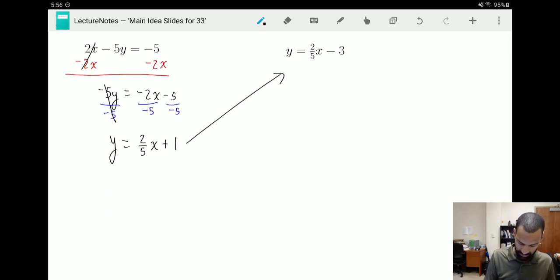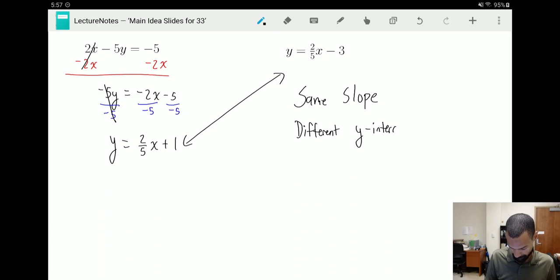Compare that to this one. Okay, maybe you're seeing it right there, right? The number attached to the x is the slope. They have the same slope, but their y-intercepts are different. So what does that mean, right? Well, kind of think about what that's saying. The steepness, right, the slope is the same, but their starting point, the y-intercept, is different.